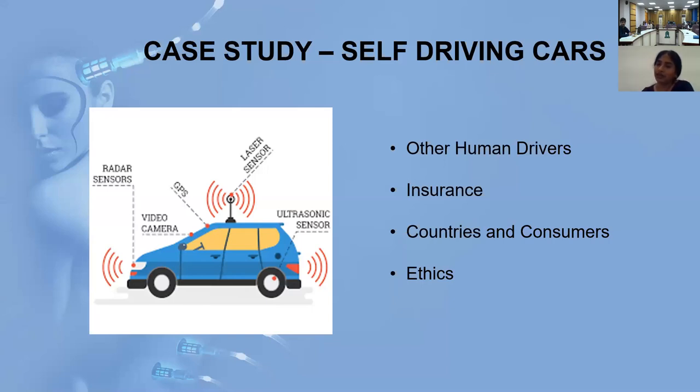So self-driving cars are a thing, and they are trying to come into the market, but will these fail because of other human drivers on the road? If an accident happens, what happens to insurance? If you have any problems, does the insurance company actually blame the algorithm that failed, or the human being?